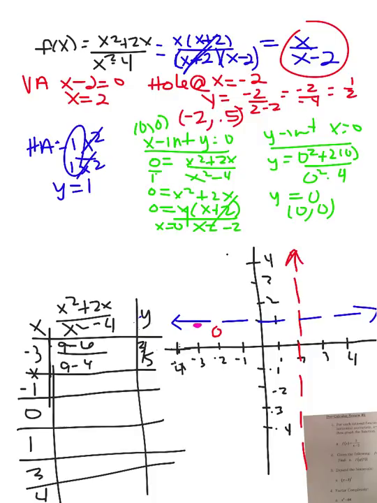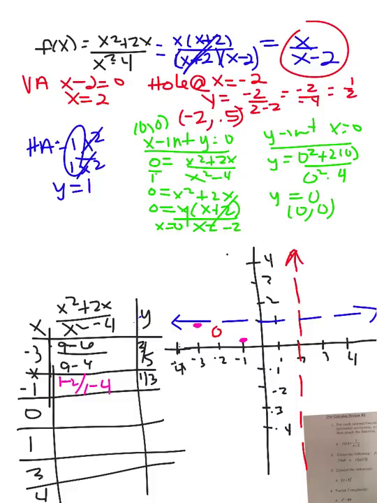All right, so at -1, I have -1 squared is 1. 2 times -1 is -2. Over -1 squared is 1 minus 4. So 1 minus 2 is -1 over 1 minus 4 is -3. So it's positive 1/3. So I have here -1 and 1/3, which is about 0.3.